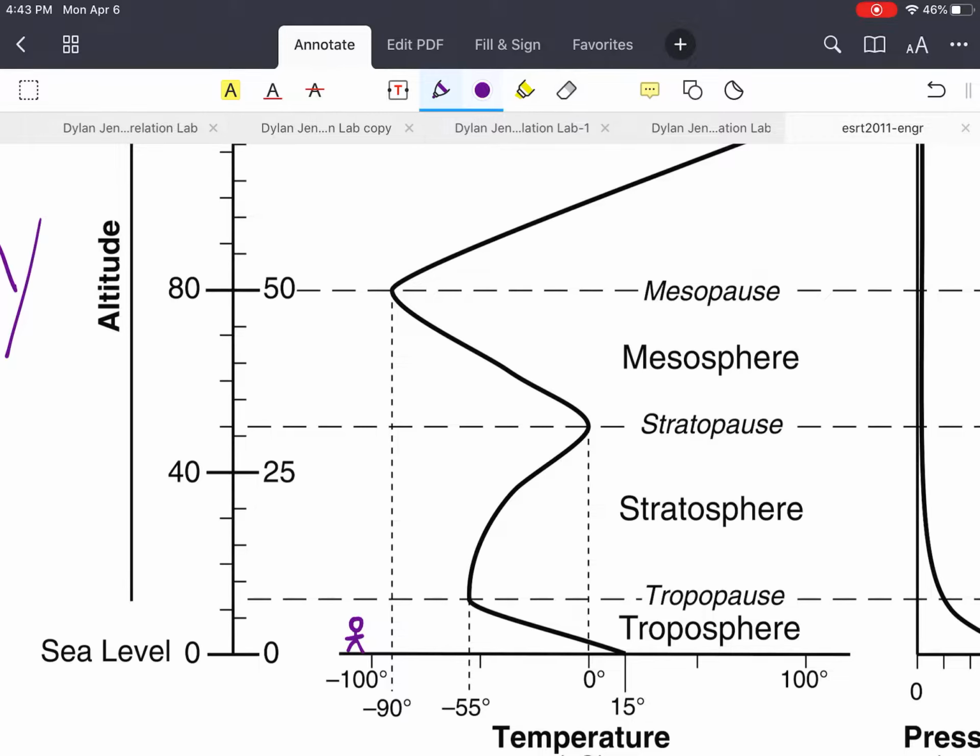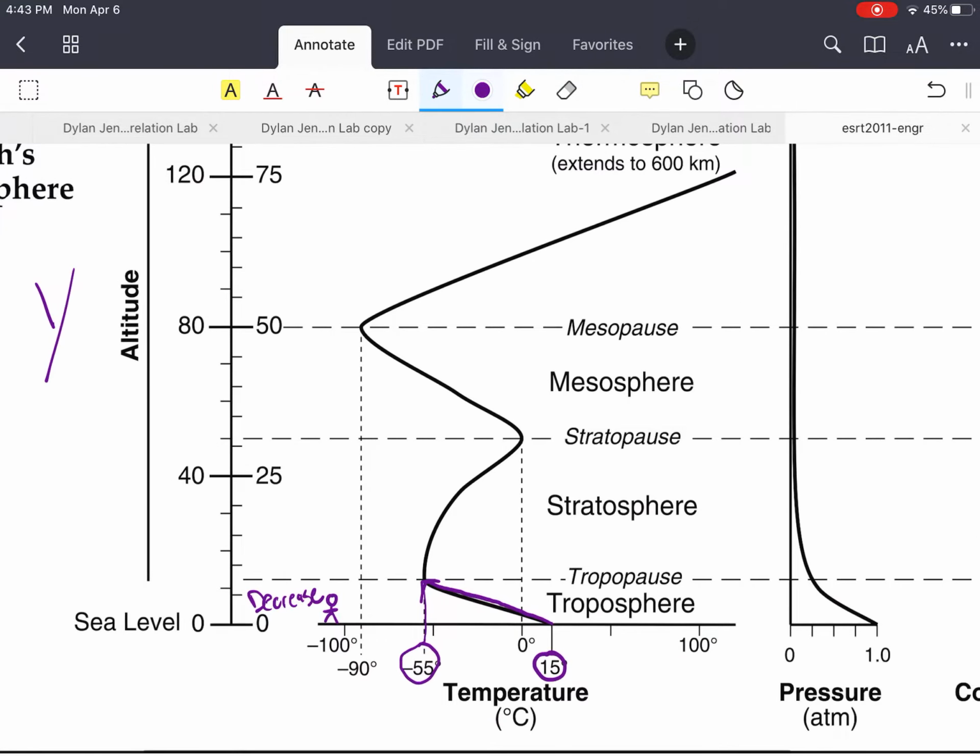All right, so how does the temperature change as you move up in it? At ground level, at sea level, it would start at 15 degrees Celsius. As you go up in altitude, it goes down to negative 55 degrees Celsius. So in the troposphere, as you increase in altitude, the temperature decreases. If we were in class, I'd have you write "decreases" in the troposphere area to remember that as you go up in altitude, you have a decrease in temperature.